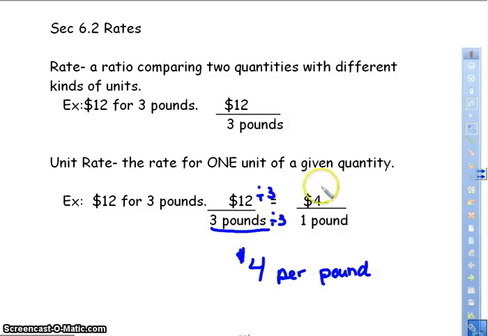Sometimes you'll notice that this is going to be a decimal, which is fine because we pay $1.50 for things, or $1.25. It's okay for the answer to be a decimal. What's important is that your denominator is the number 1, and that's what we have to be careful of.